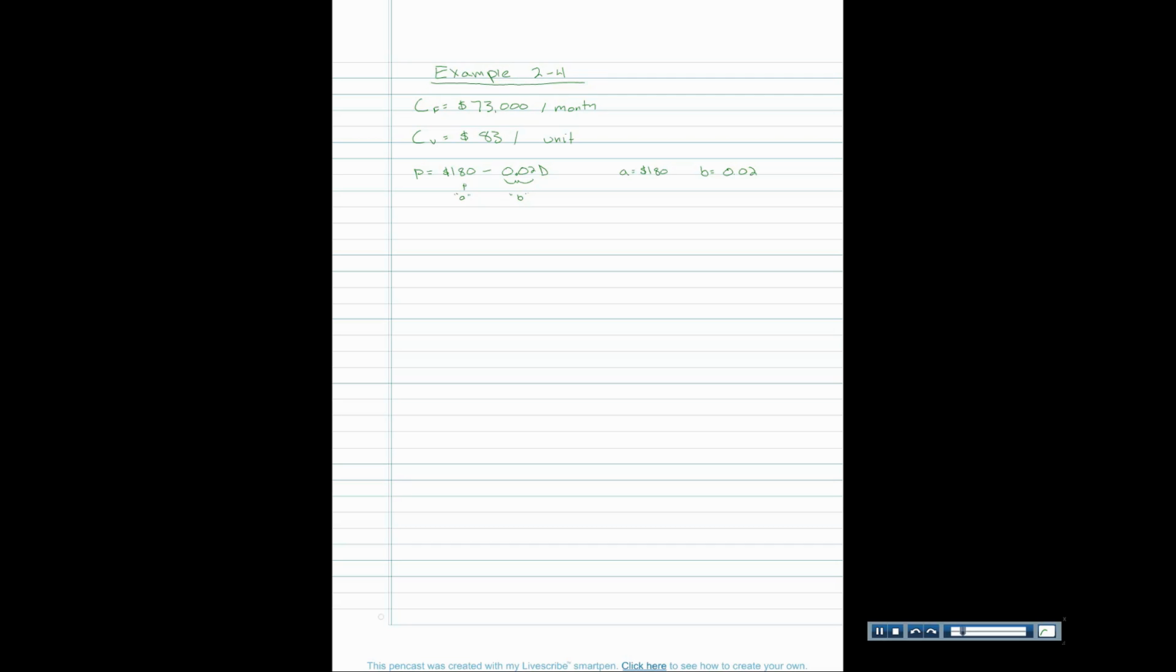In part A of the example, we're asked to find the optimal volume or the optimal demand for the product. In other words, what's the perfect amount that the manufacturer should sell in order to maximize their profit. And so here we want to find the optimal demand.